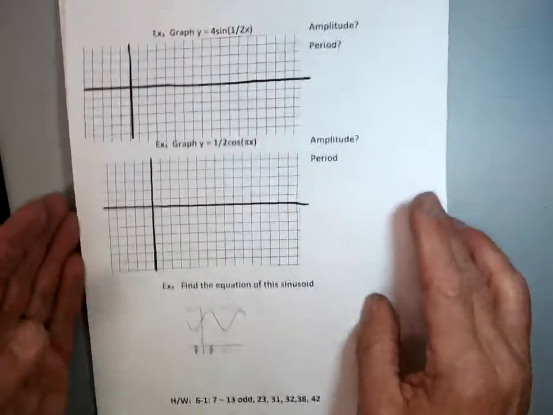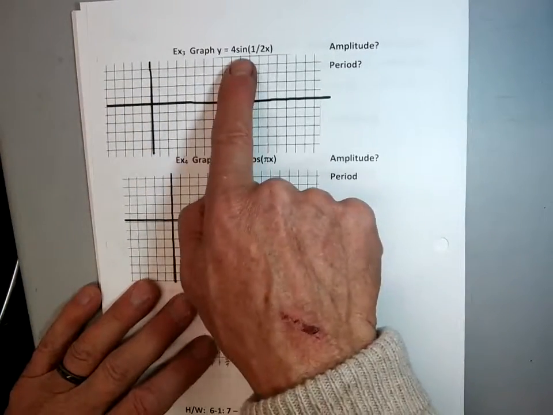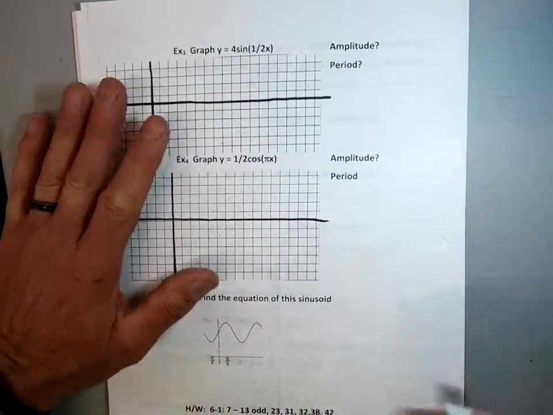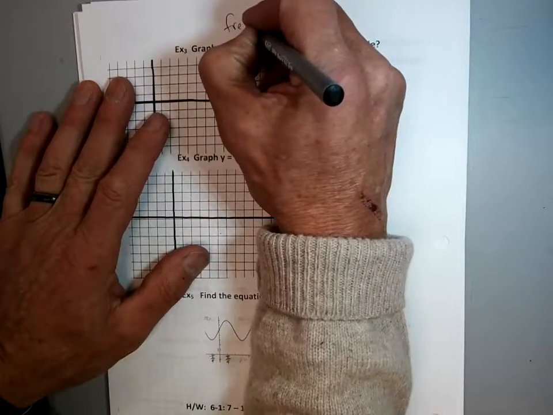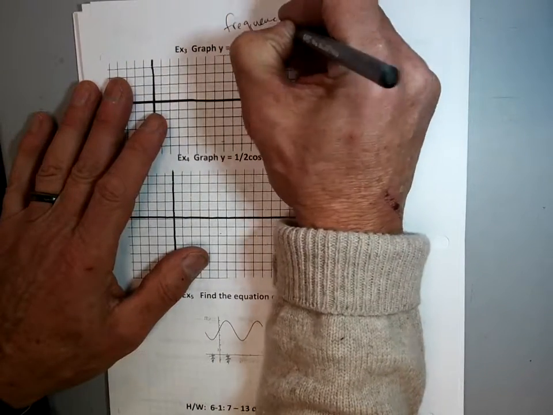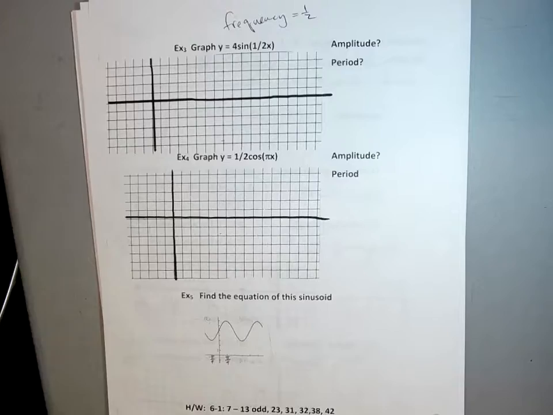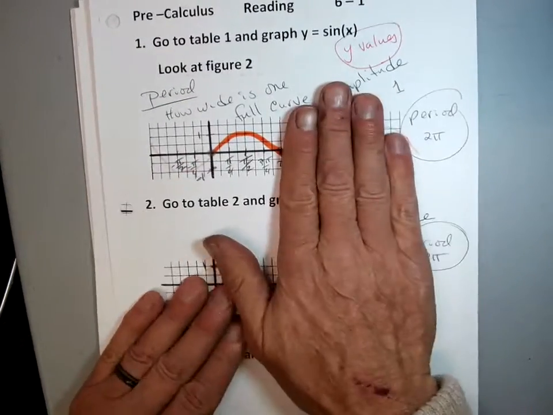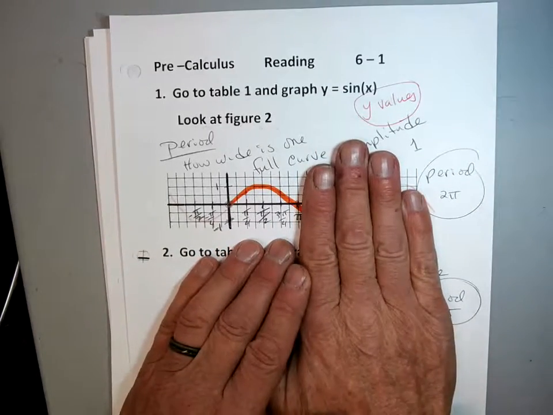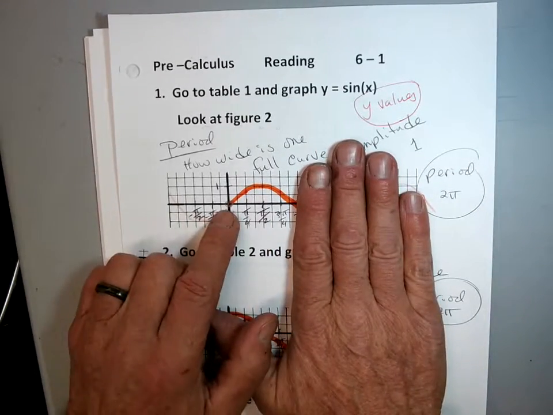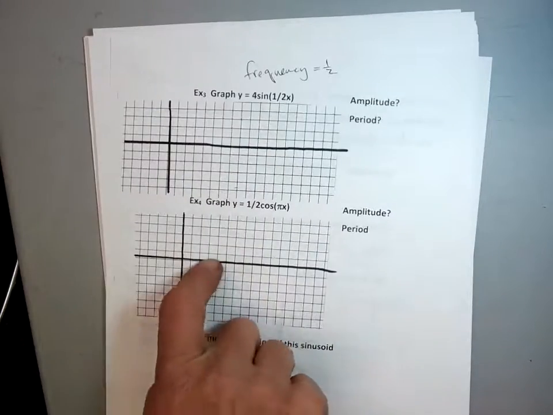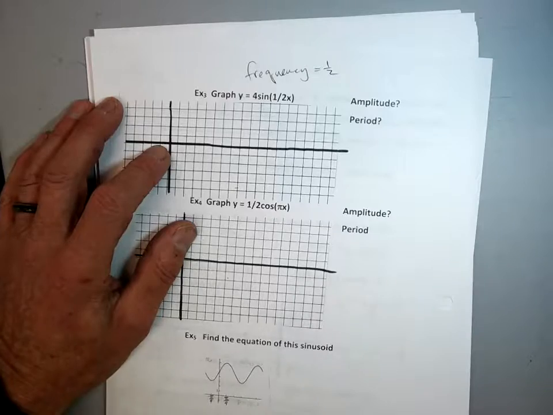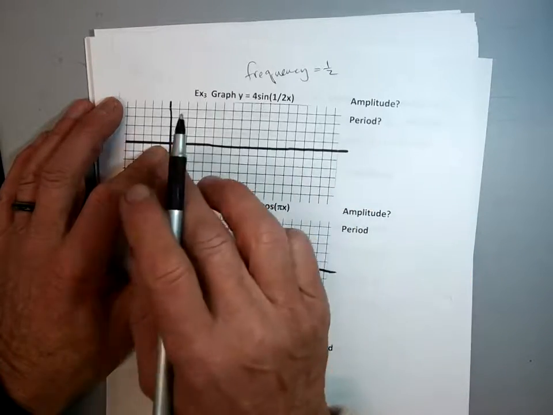All right, now, y equals 4 sine of 1/2 x. Now this 1/2 is weird because that means the frequency is 1/2. So it's like this. I'm going to have half a curve between 0 and 2 pi. So if I'm going to have half a curve between 0 and 2 pi, that means I'm going to have a full curve within 0 to 4 pi.